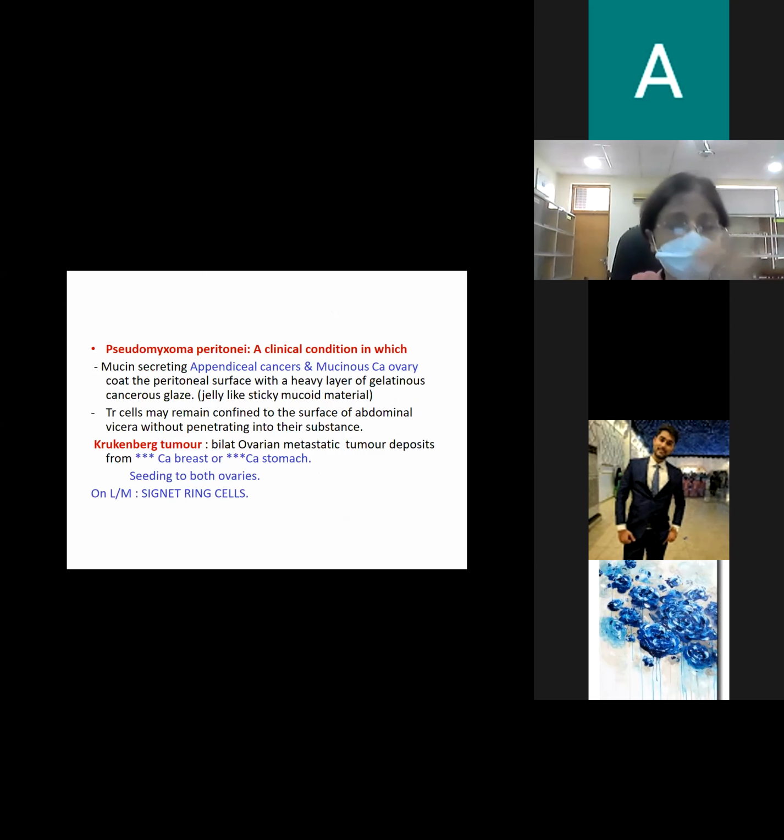Now what is pseudomyxoma peritonei? Now this is a very important terminology. ये बहुत important term है and it is usually asked in the viva. Now this is a clinical term in which certain mucinous carcinomas. Mucinous carcinomas are those cancers which produce mucin. They produce certain mucus substances like appendiceal cancers, like cancer of the appendix, and mucinous cancers of the ovary, malignant mucinous cancers of the ovary.